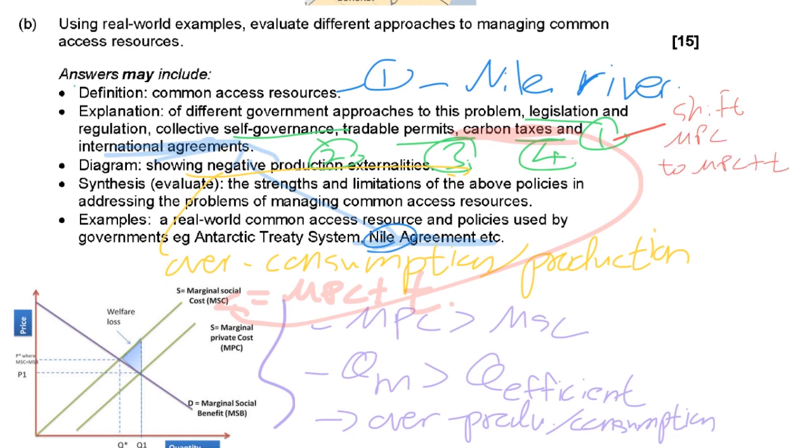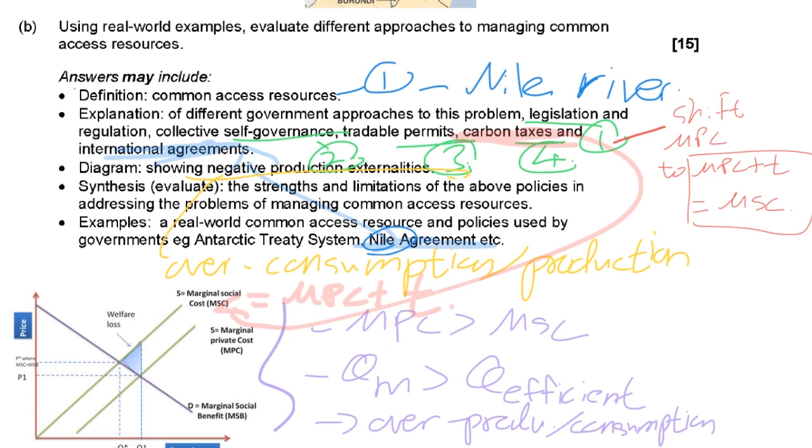This MPC plus T is indeed equal to the MSC, such that it will bring the market quantity down to the efficient quantity level. This is the rationale of the carbon tax. Now, this is the strength of it. Of course, there are limitations.